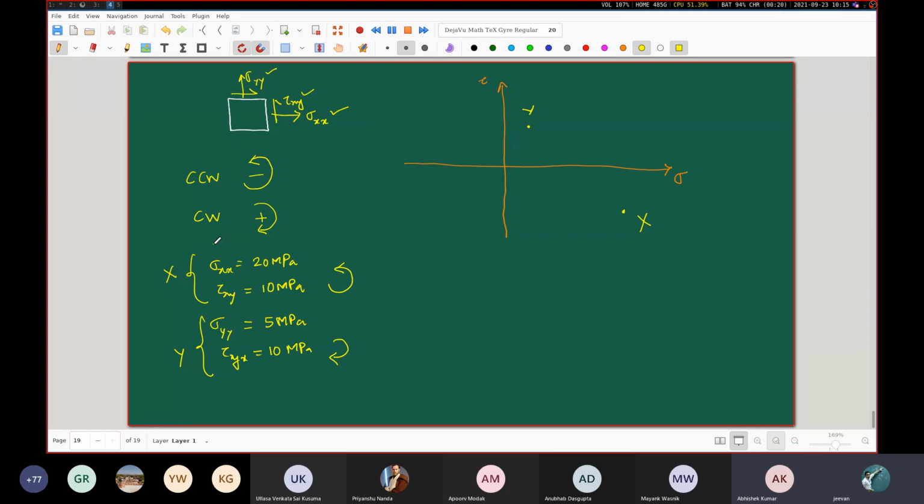So maybe it will be better if I just choose something else, maybe A or something. Otherwise this x and y is very confusing. Although in Beer and Johnson they have used x and y. I'll use something else.